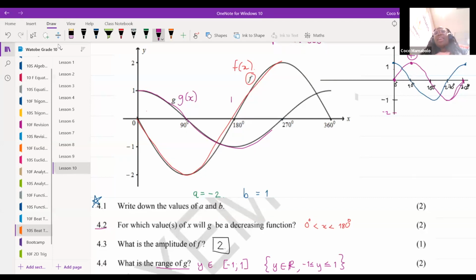Excellent. Now, if I look at this point over here, what is my sine graph equal to over here? At sine of 180, what is this equal to? Sine of 180 is equal to, this is actually -2 sine of 180, but it doesn't matter. Sine of 180 is equal to how much?